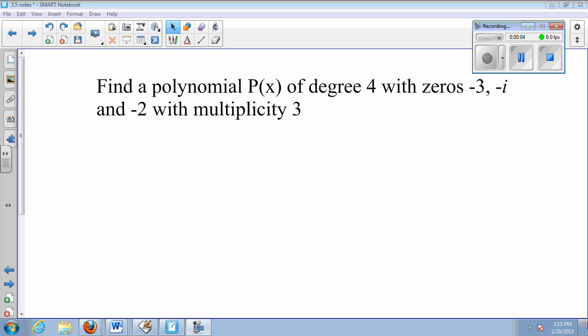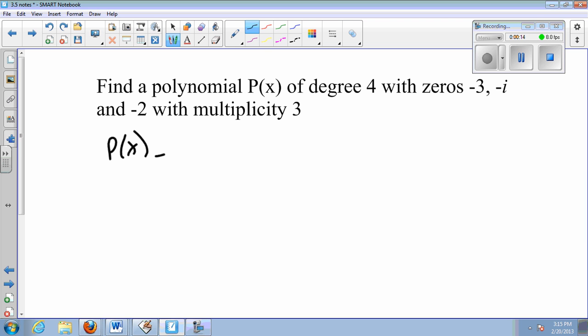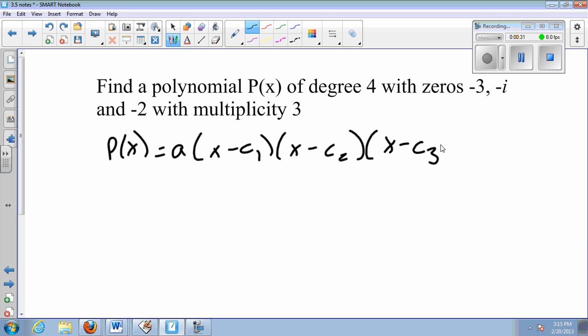We're going to find a polynomial p of x of degree 4 with zeros -3, -i, and -2 with a multiplicity of 3. So p of x takes the form a, which is a constant, we don't know what it is right now, times x minus c1, times x minus c2, times x minus c3. Let's change this to a multiplicity of 2, times x minus c4.